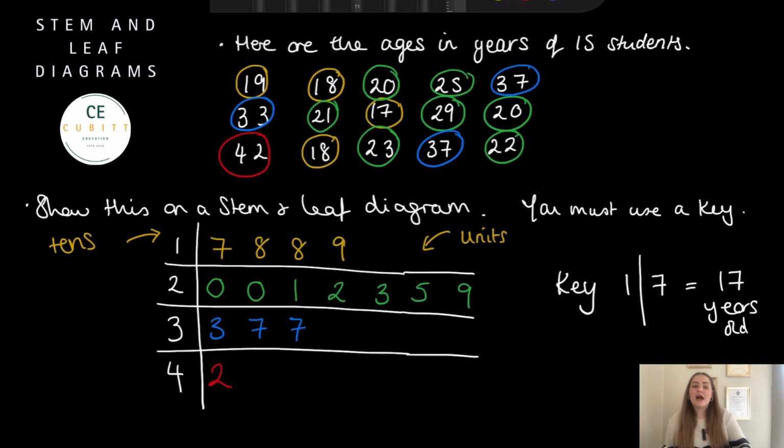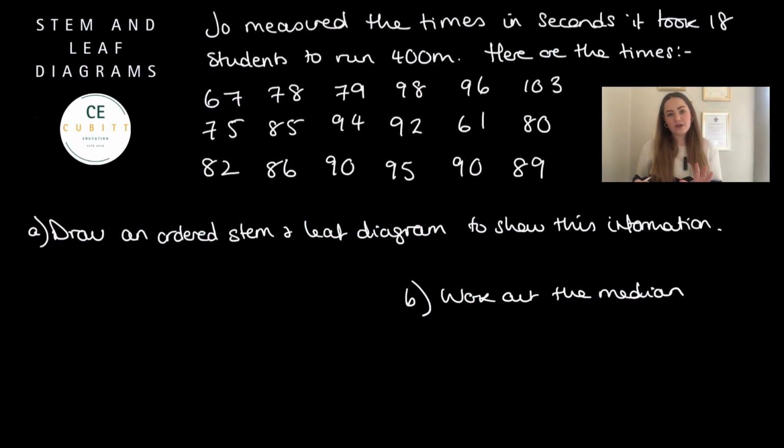Okay, let's do another one just so you're really clear on that, and then what we're going to do is have a look at how to work out some averages from stem and leaf diagrams. Okay, the next question, and feel free to pause the video at any time and have a go at this, says that Joe measured the times in seconds it took 18 students to run 400 metres.